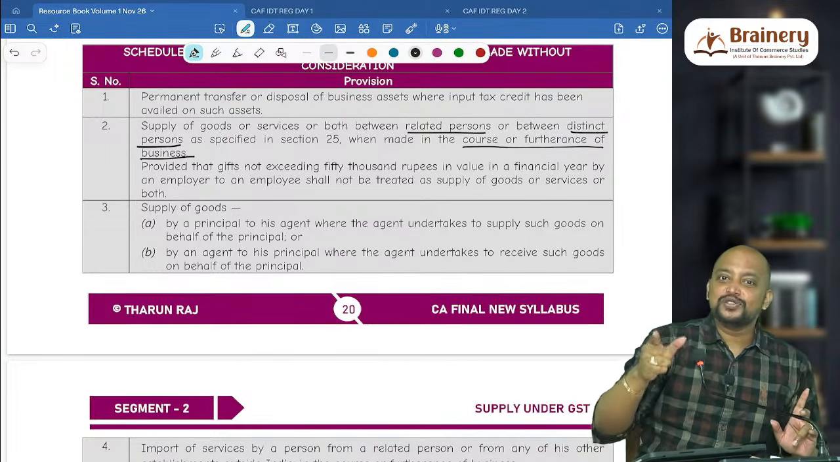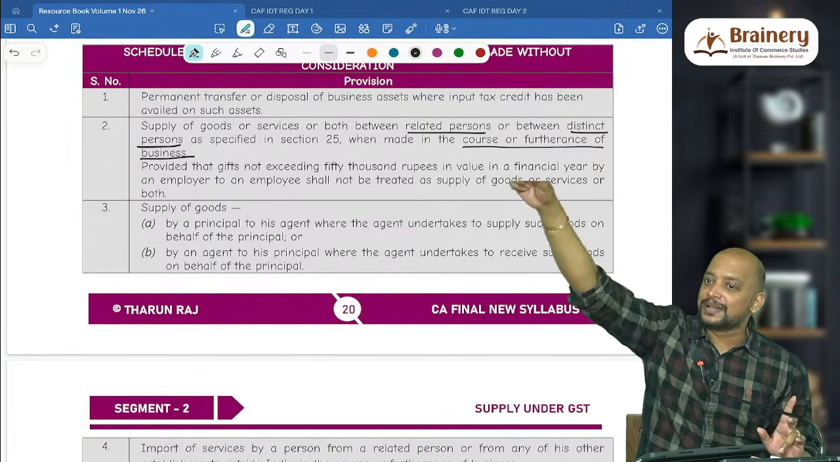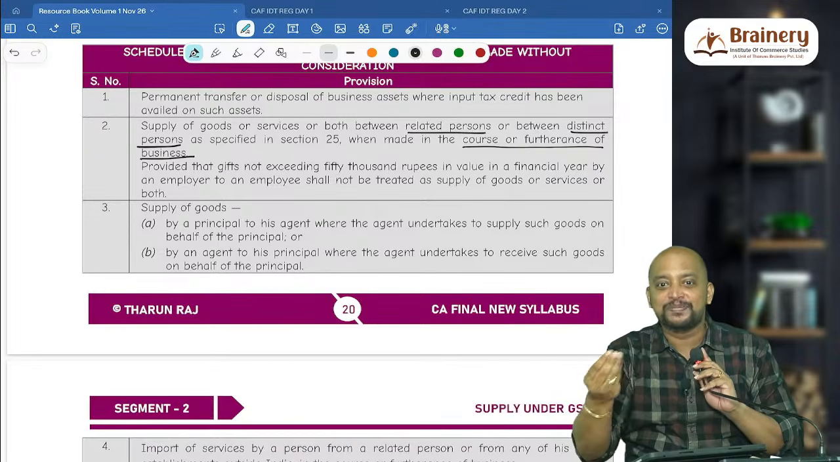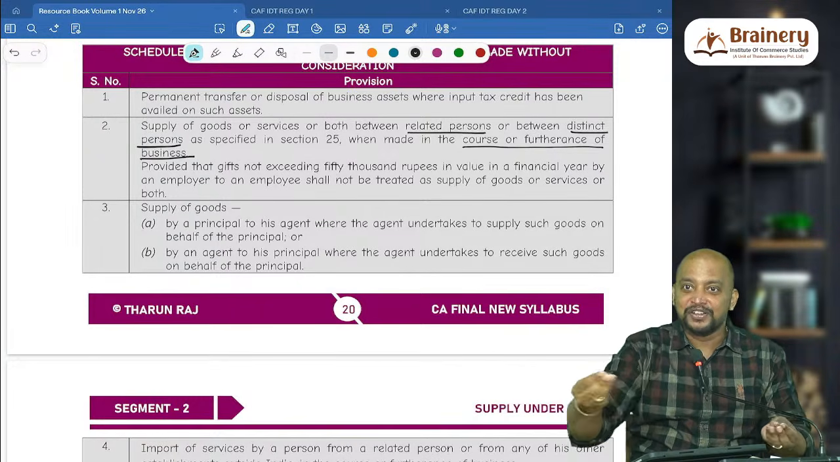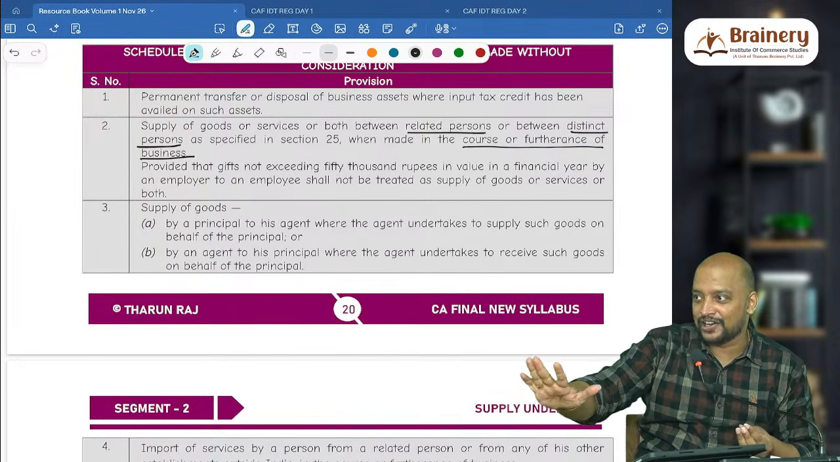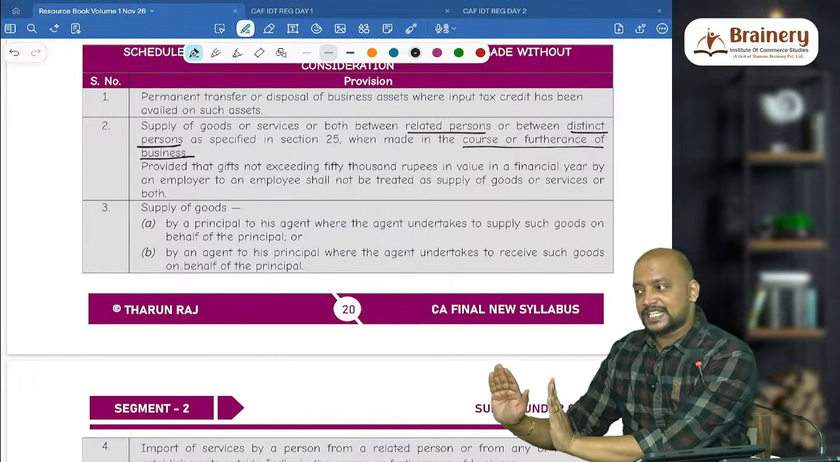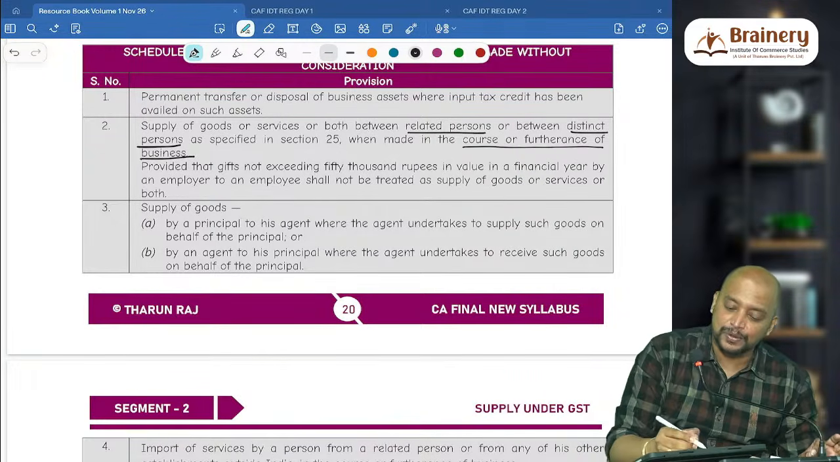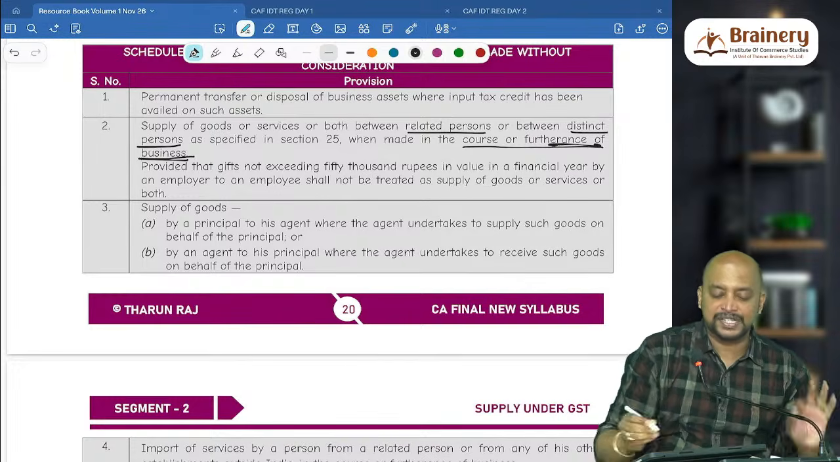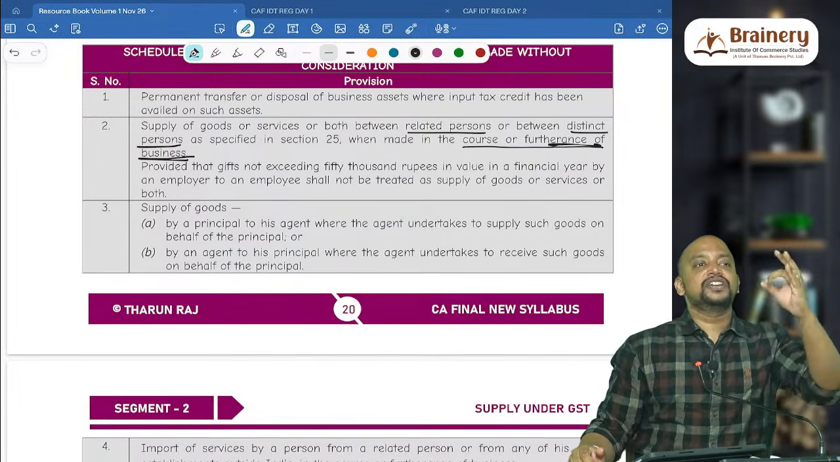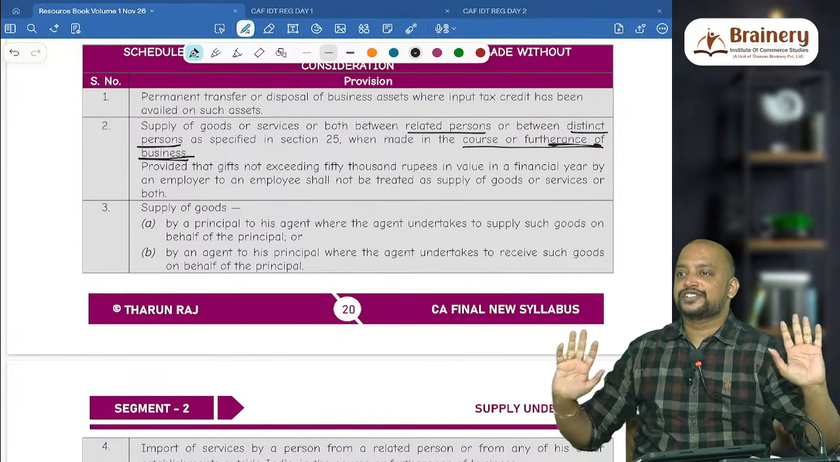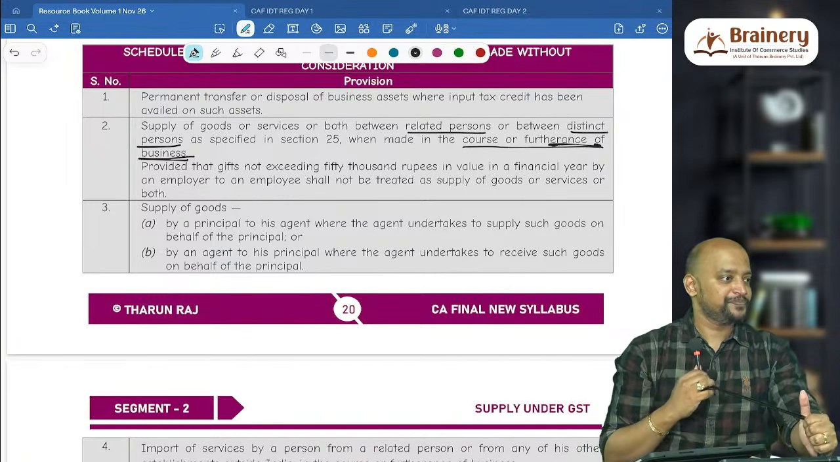So, personal means you don't take your mind to some other place. I am talking about normal personal, like marriage, some gift will be given by employer, that kind of sort. Nothing else. We are not touching that aspect because clearly it should be in the course or furtherance of business. So, employer giving gift to the employee in the course or furtherance of business. Can you give me one example?